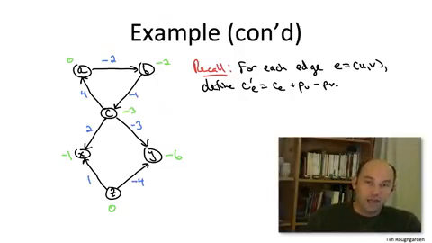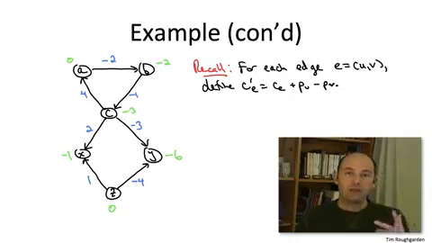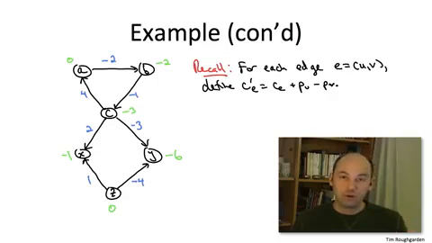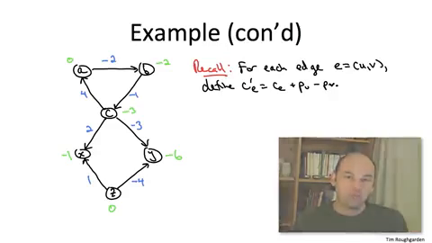Let's start at the top, edge A, comma B. So we start with its original length minus 2. We add the weight of the tail, so we're adding 0. And then we subtract the weight at the head, so we're subtracting minus 2. That is, we're adding 2. So we get minus 2 plus 2, or 0, for the new length C'E for the edge A, comma B.